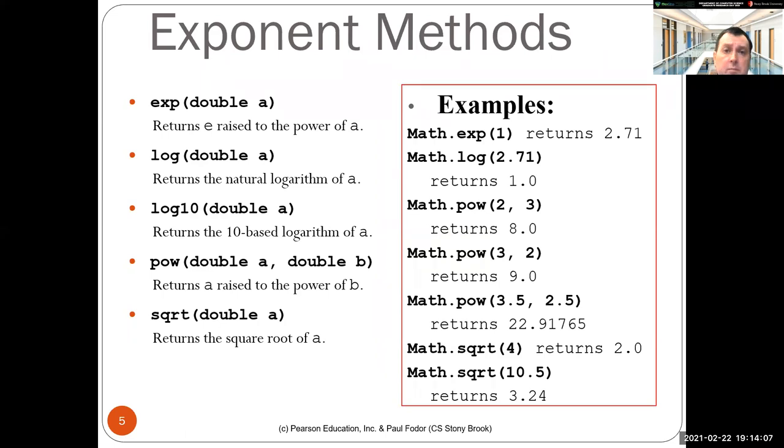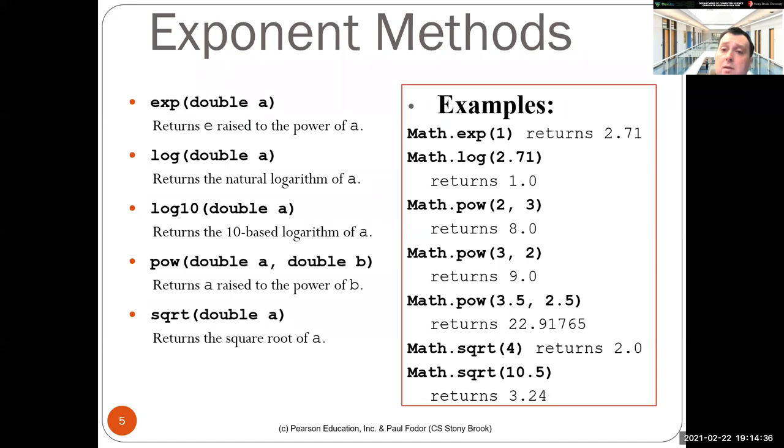Then exponent methods. Basically, they raise to a power. For instance, if you just pass a double, exp raises e to the power of that double. So Math.exp of 1 returns approximately 2.71. Log computes the logarithm in the natural base. So the log of 2.71 returns 1.0.